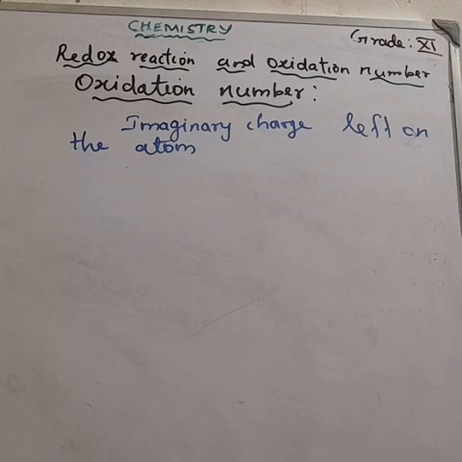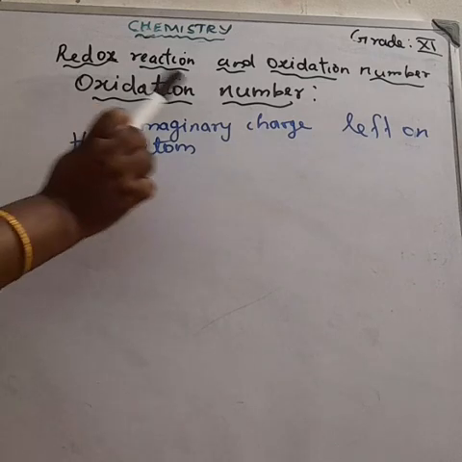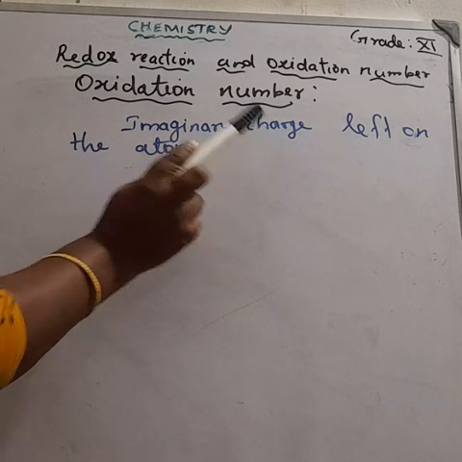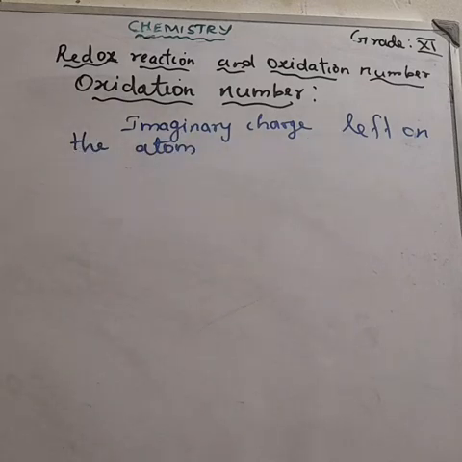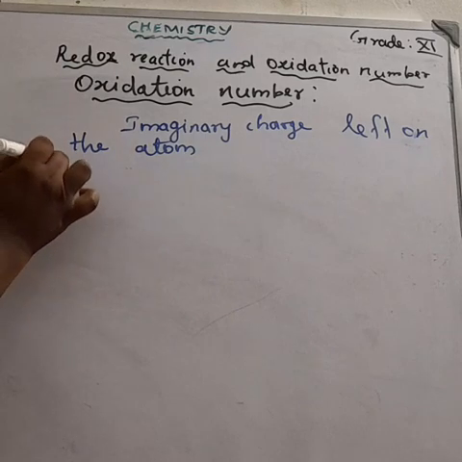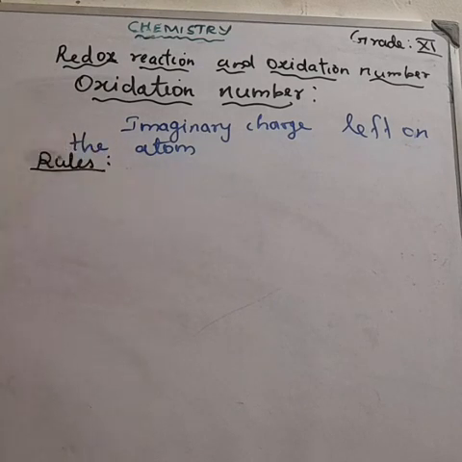Students, then we are going to study about oxidation number. What do you mean by oxidation number? Oxidation number or oxidation state is defined as the imaginary charge left on the atom when all other atoms of the compound have been removed in their usual oxidation state. If you want to find out the oxidation number, we should follow a set of rules. Then only we can easily calculate the oxidation state or oxidation number of an element in a compound.